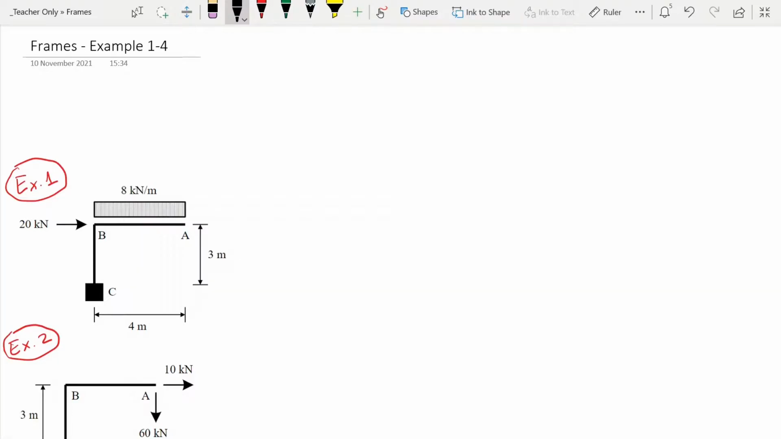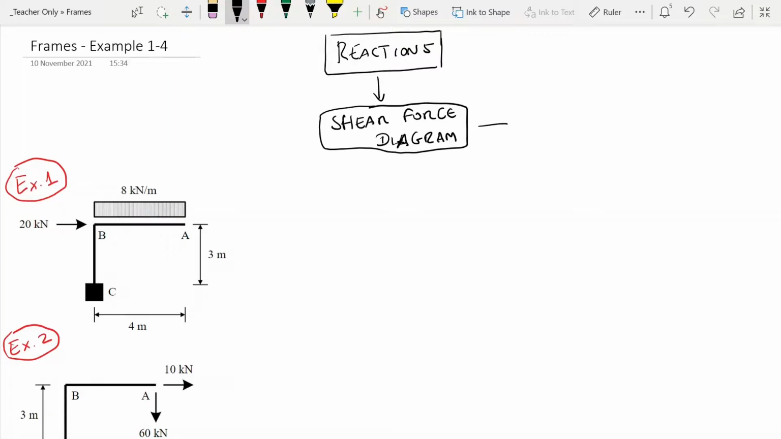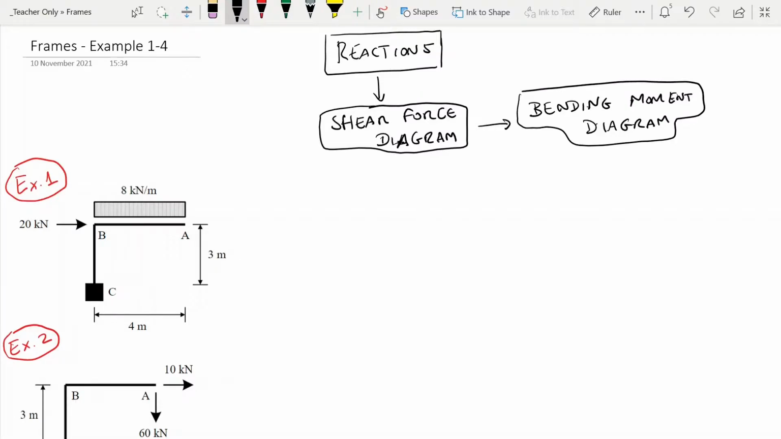So when you solve this type of structures in the first year, you learn first how to get the reactions, then you learn how to calculate the shear force diagram, and then with the shear force diagram you can take the area and get the bending moment diagram, and then finally with the bending moment diagram you can get the deflected shape. Now, what's interesting about these problems is that there is no particular reason why you need to solve the reactions first and then the shear force diagram and then the bending moment diagram and then the deflected shape.